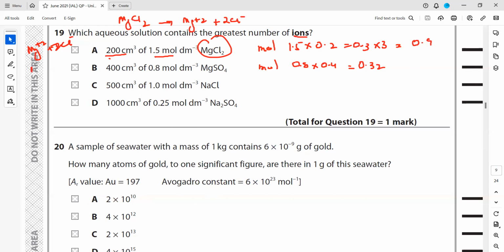Here in magnesium sulfate, it contains magnesium and sulfate. So two ions are there, one magnesium and another one sulfate. So this will be multiplied by 2. 0.64 moles of ions will be there.